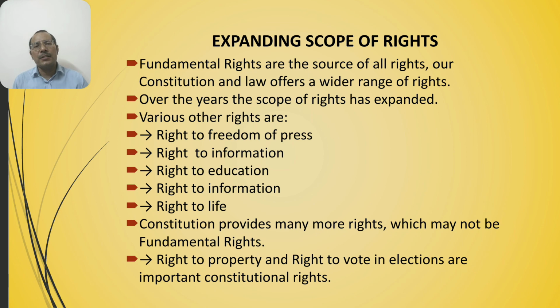Right to information, right to education, right to be informed, right to life, that is again written there. Then the constitution provides many more rights which may not be fundamental rights, but they are fundamental to us, like the right to property and the right to vote in elections, which are also important constitutional rights. This is all about this particular chapter. This particular democratic right is only a small portion of the whole set of constitutional fundamental rights.